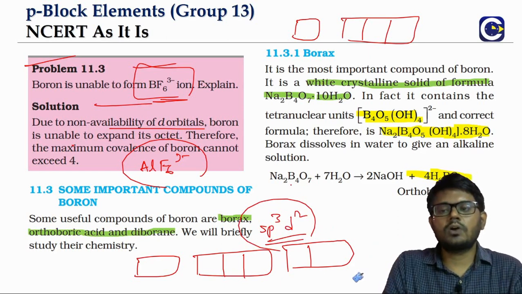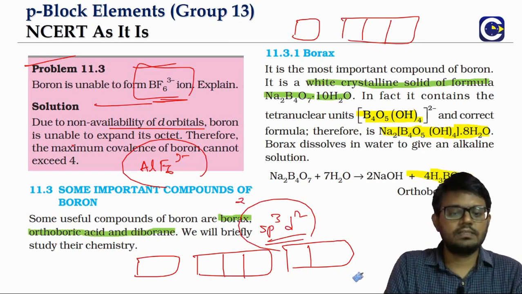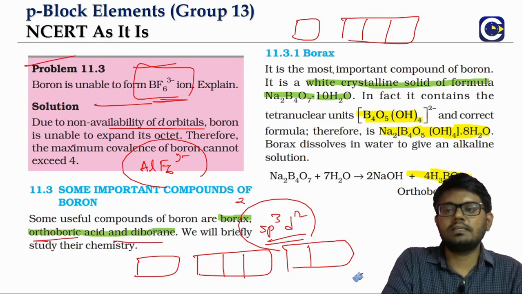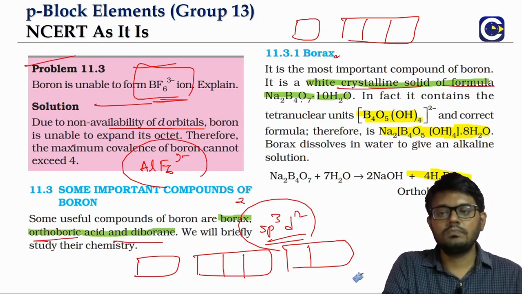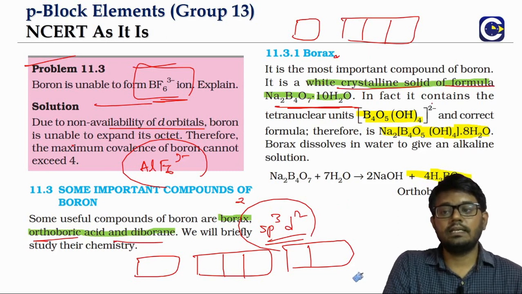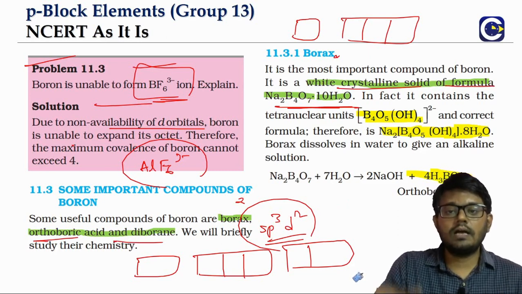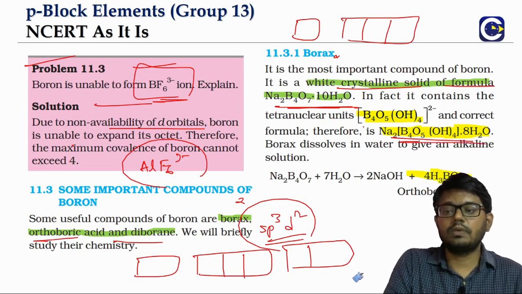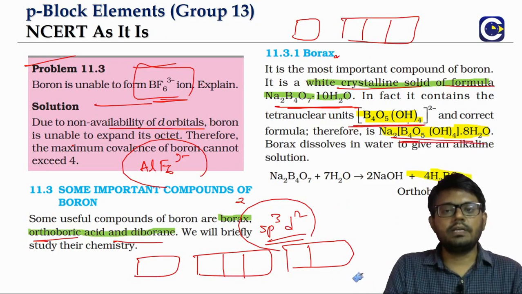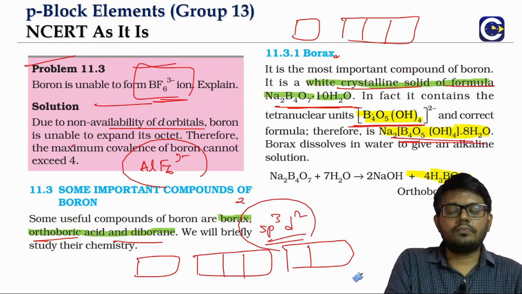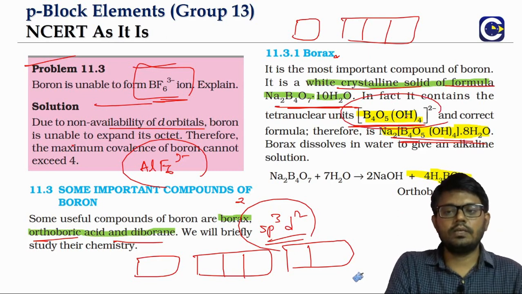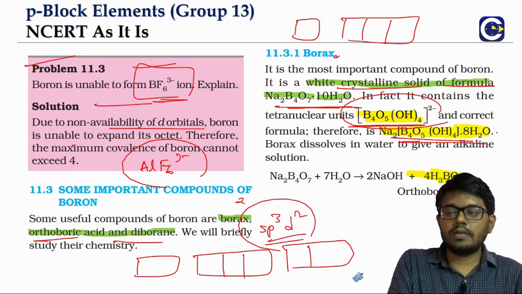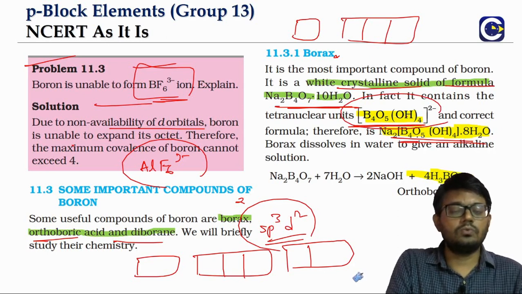Now, talking about the important compounds of boron, we have borax, orthoboric acid, and diborane. Borax is a white crystalline solid, a decahydrate, Na2B4O7·10H2O. We also have another way of representing it, because if you look at the structural unit, it is the tetranuclear unit B4O5(OH)4 2 minus. This is the tetranuclear unit for borons. We can also write the borax formula like this: Na2[B4O5(OH)4]·8H2O.